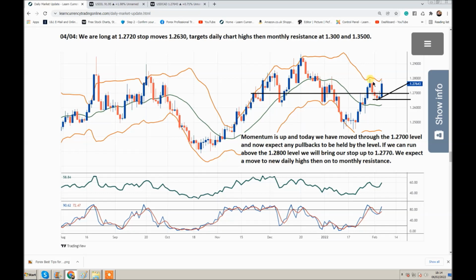I haven't drawn the level in, but you can see a tail pokes at 128 there. We briefly get through there, but we can't hold the level. Okay, I think if we go through again, we should follow through to the upside. On that one, you could have a tighter stop just behind the body, 127.70. I'm not sure if I said that already, but we're looking for 130, then potentially 135.